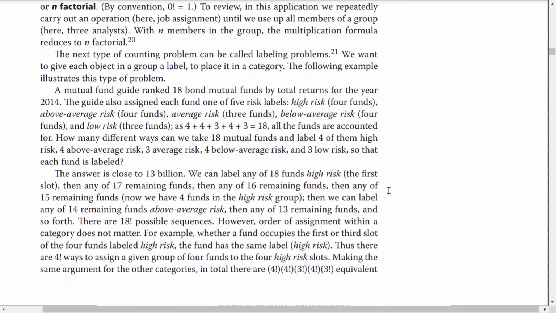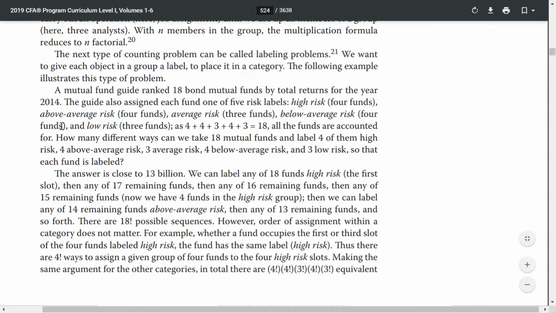The guide also assessed each fund with one of 5 risk labels: high risk for 4 funds, above average risk for 4 funds, average risk for 3 funds, below average risk for 4 funds, and low risk for 3 funds, which gives us 18. All of these funds are accounted for.